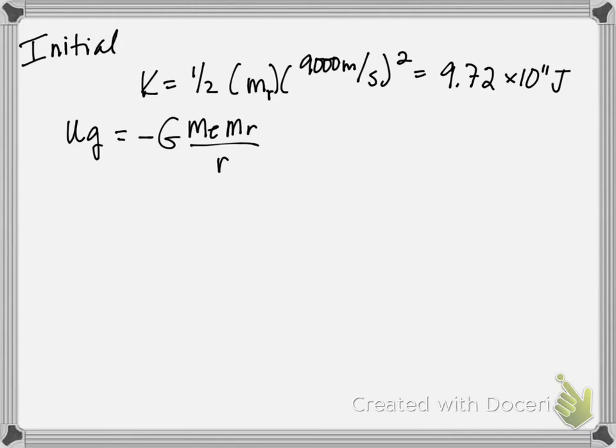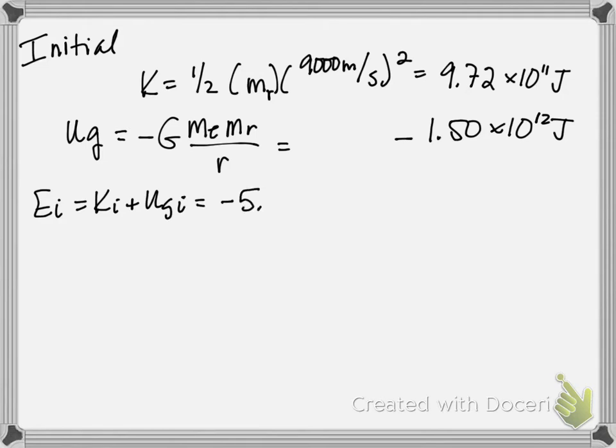I really encourage you to pause this, do your own plugging and chugging, make sure you have the right units, make sure you have the right meters, kilometers for the radius, okay? Your answer then is negative 1.50 times 10 to the 12th joules. All right, so those are our initial energies. So let's say our initial energy is Ki plus Ugi. That's a negative 5.28 times 10 to the 11th joules. And since mechanical energy is being conserved, that's also our final energy, right? And don't worry about the fact that it's negative. Remember, all we care about are changes in energy.